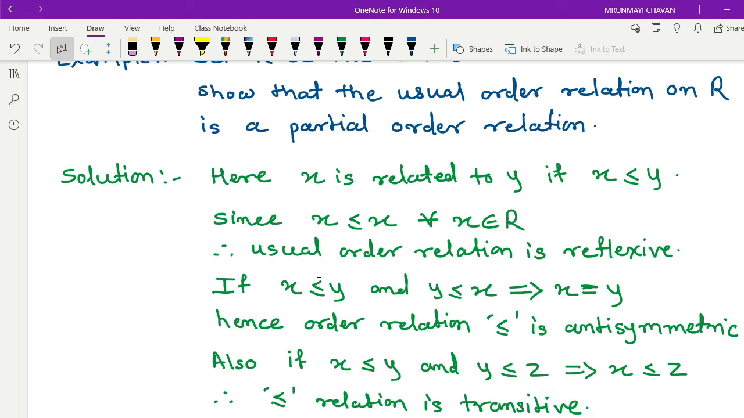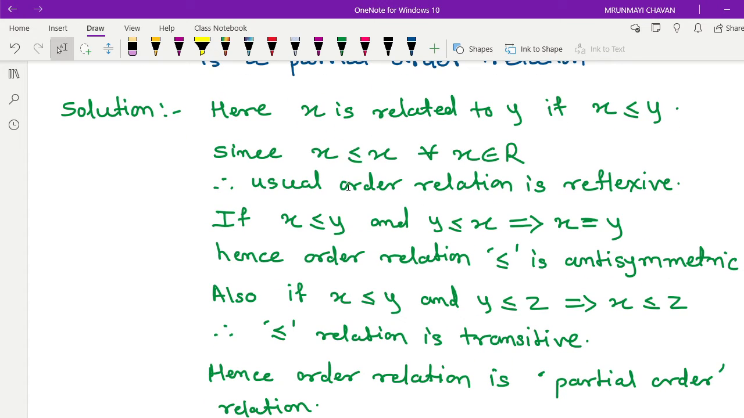Since x is less than or equal to x for all x belongs to the set of real numbers R, that means every real number is less than or equal to itself. Therefore, (x, x) belongs to R. Therefore, this less than or equal to, or usual order relation, is reflexive.